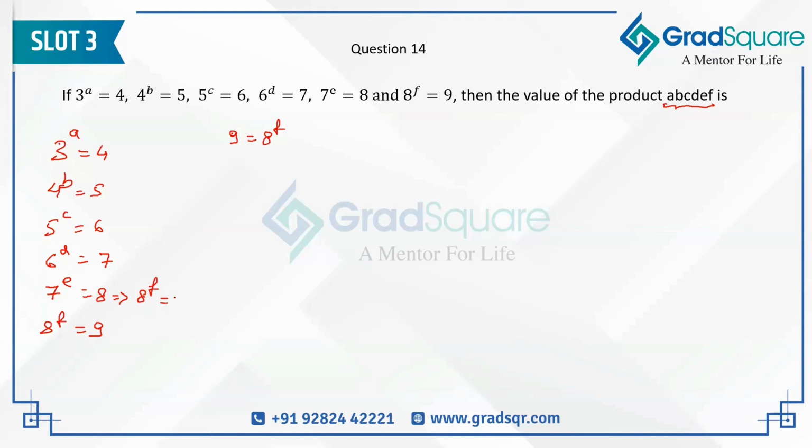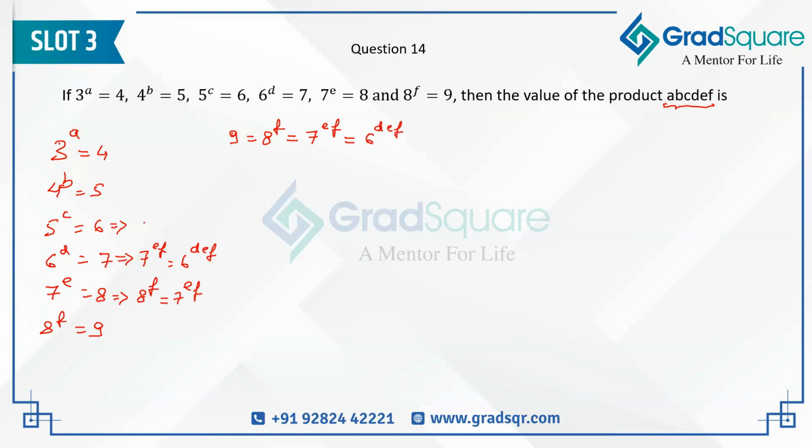8^f will become (7^e)^f, correct? So 8^f becomes equal to 7^(ef). Now go back to the previous equation and raise it to the power of ef. So it will give you what? 7^(ef) is equal to 6^(def). So this is turning out to be 6^(def).